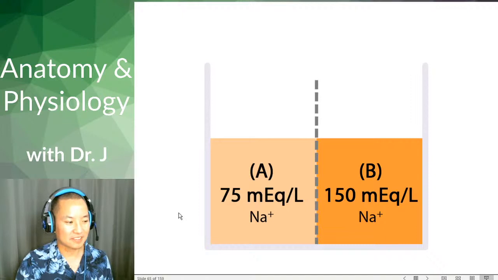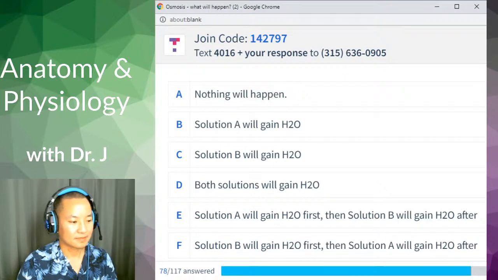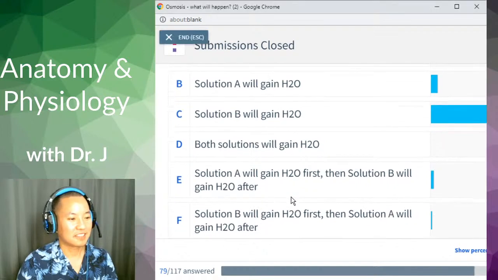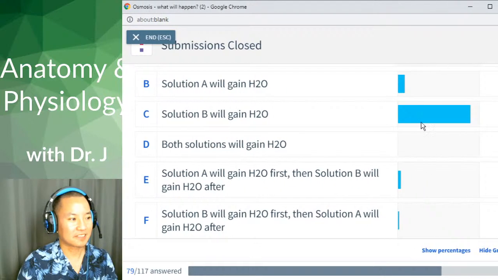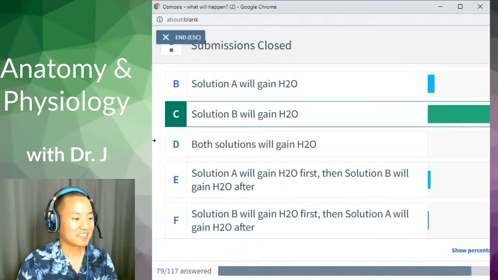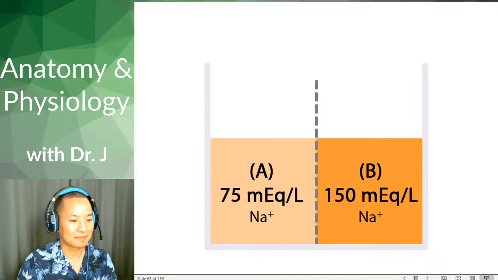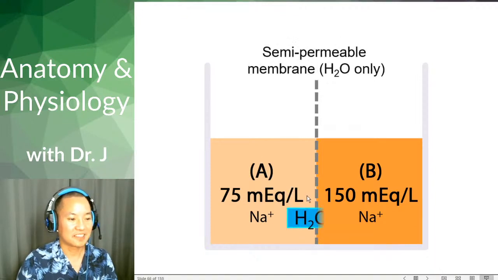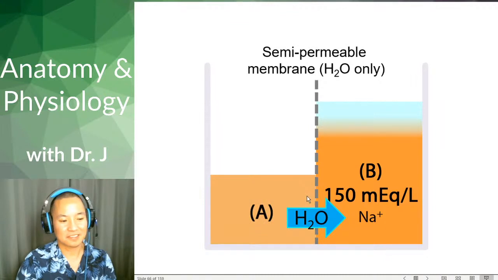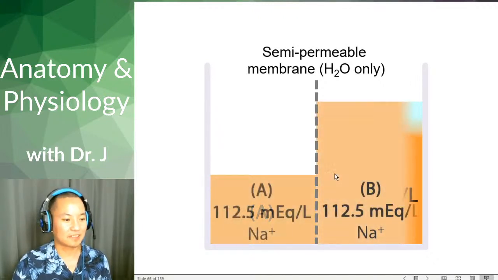All right, next question. Okay, let's see what people said. The majority of you said that solution B will gain water, and the majority of you are correct. It's the same thing. Which side had more, solution A or solution B? Solution B had a higher concentration of sodium ions, so water goes from this side to this side. All those sodium ions attract water, so they pull it over. Whichever side has the higher concentration draws in more water.